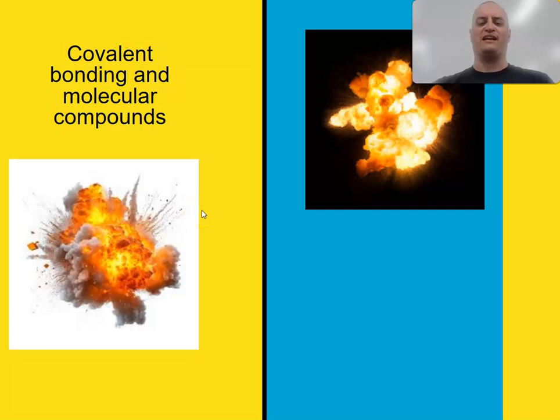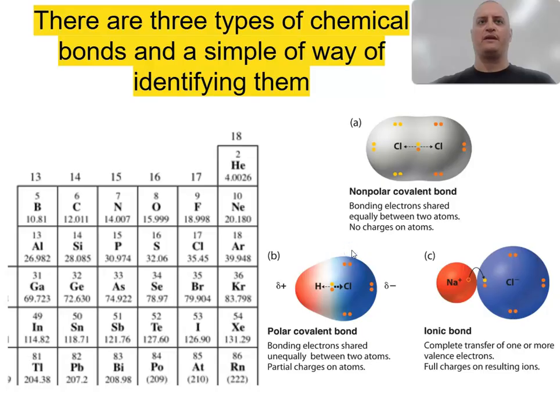Hey, this is Mr. Sarkany, and we're learning about covalent bonding in molecular compounds, which are often found in explosives. Let's take a look. So there's three types of chemical bonds, and a very simple way of determining them.